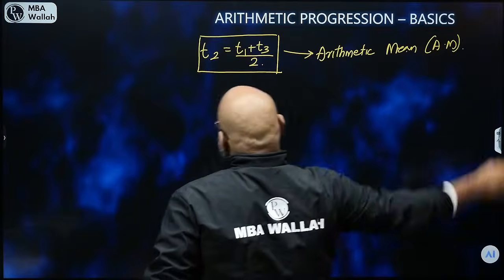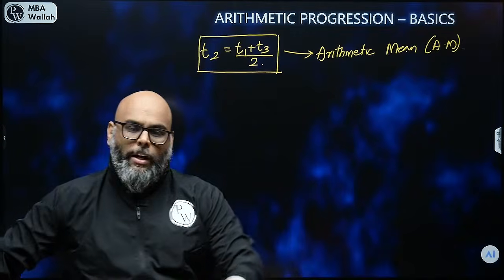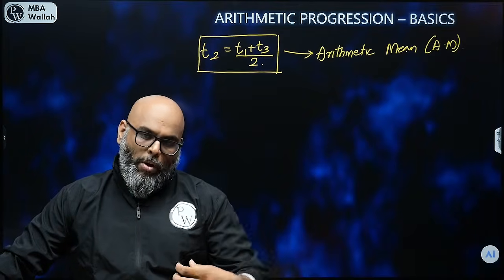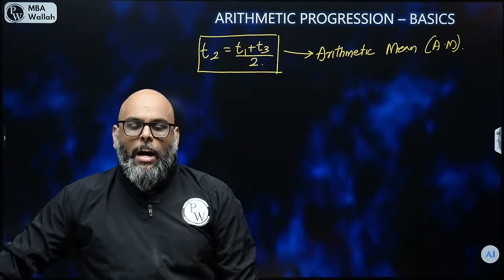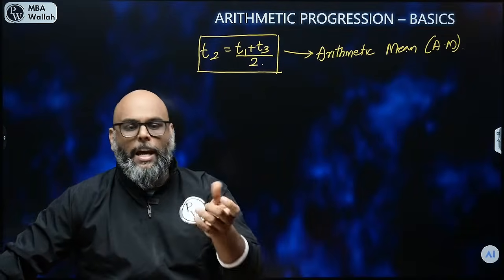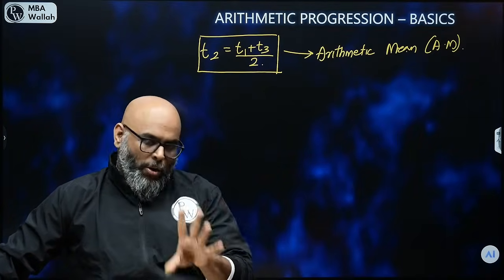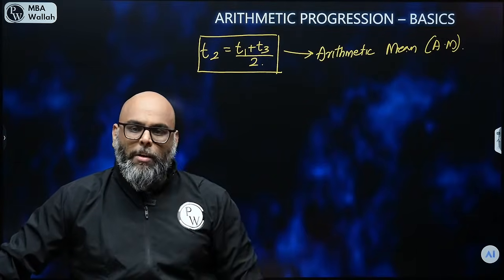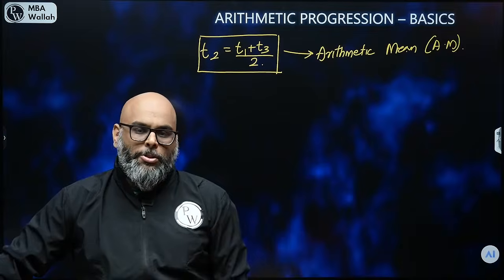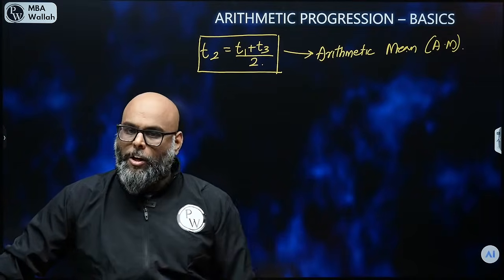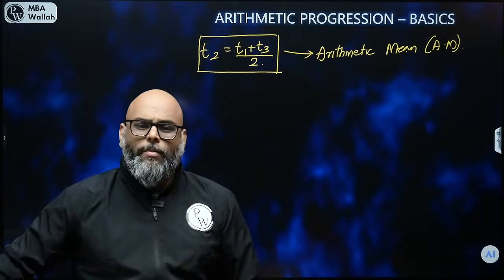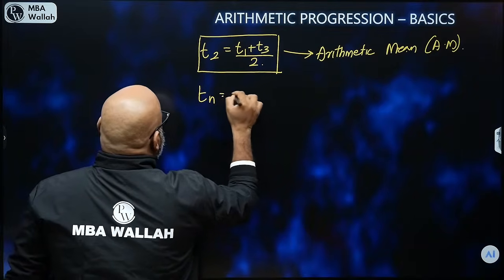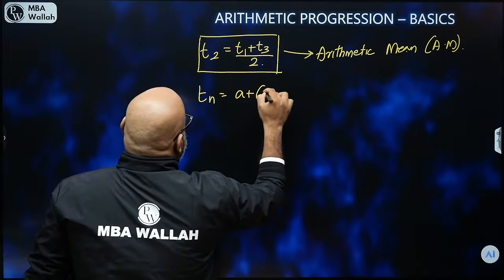AM. That's called the arithmetic mean of two numbers, right? If I give you some two numbers A and B, the arithmetic mean of A and B will always be (A plus B) by 2. I give you two numbers A and B. What is the arithmetic mean? You simply take the average of the two numbers, (A plus B) by 2. Clear? Any doubts here?